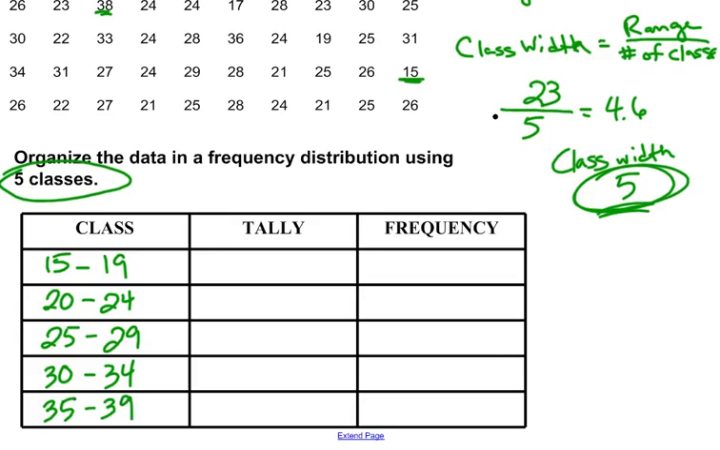Now you always want to make sure that it doesn't necessarily have to end on the highest number, but you want to make sure that your highest number is included in that last set, and you haven't either gone beyond that or haven't included enough.